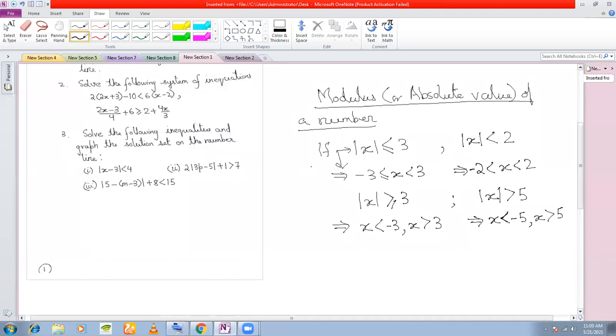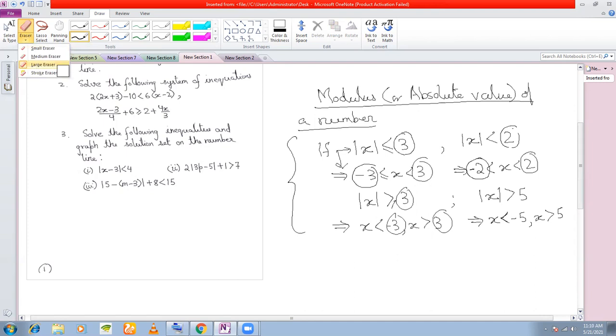Yes, sir. x will give only positive sign now because there is modulus. See here, here I have positive sign on the right hand side. But what are we taking? We are taking a minus 3 and a plus 3. Here we also have a positive. So what are we taking? We are taking a negative sign and a positive sign, isn't it? Here we have a positive. So we are taking a negative and a positive that way. Understood? Okay, sir. So this rule you must remember.